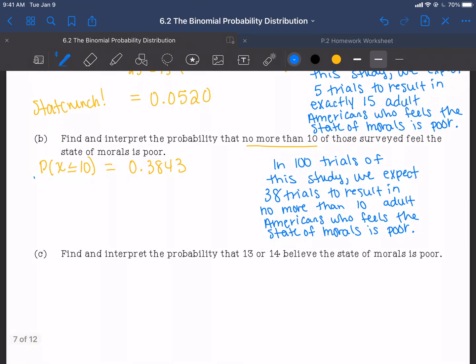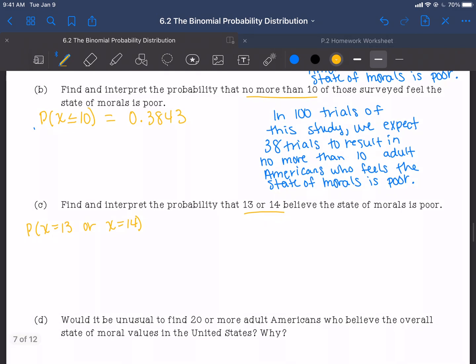Part C, find and interpret the probability that 13 or 14 believe the state of morals is poor. So we are finding the probability that x is equal to 13 or x is equal to 14. Now, we could do those two separately and add them together. However, that's the same thing as finding the probability that x is between 13 and 14. Okay, so we could find the probability that x is 13 and add that to the probability x is 14. However, if we do this now in StatCrunch, we're just going to choose between.